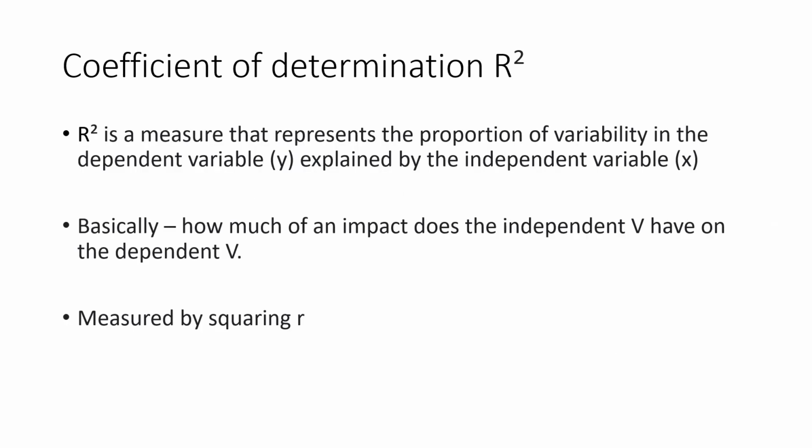Now let's look at R squared, also known as the coefficient of determination. R squared is a measure that represents the proportion of variability in the dependent variable explained by the independent variable. What that means, basically, is how much of an impact does the independent variable have on the dependent variable? And it's measured by squaring R. Very easy.